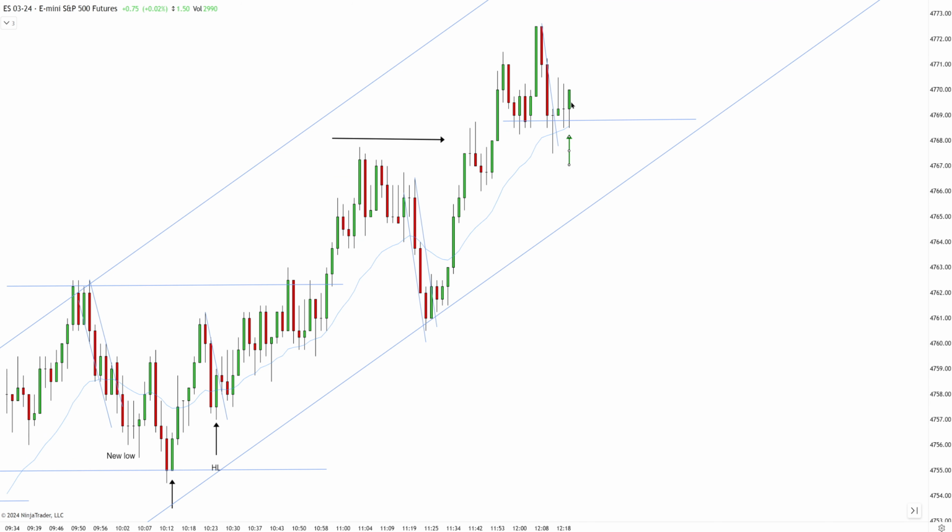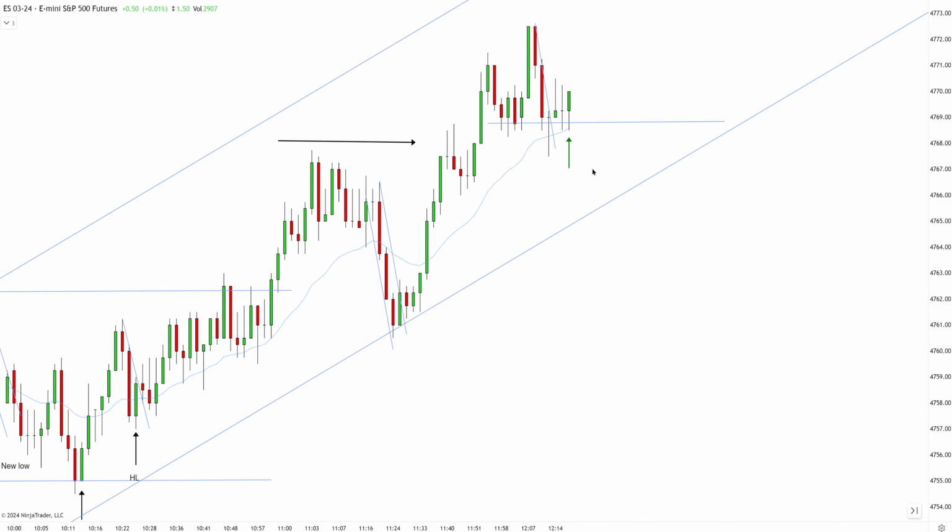I was on my break here, but the signal bar was only 1.5 points. Definitely worth taking a shot. There's small support forming. There's more positives than negatives.